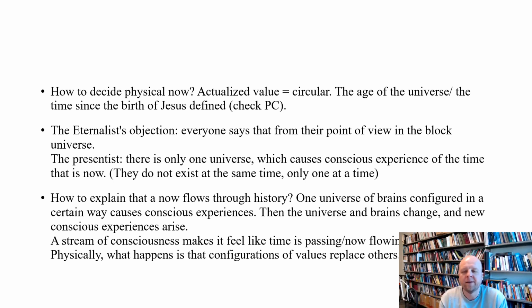But according to the presentists, we can say that the age of the universe, for instance, tells us what is now. It's not the same to say that the universe is 5 billion years old and 10 billion years old, because the universe is that at different places in the block universe, the eternalists would say. But the presentists would say there's one true answer about what is the age of the universe, because the age of the universe now is 13.8 billion years. And that's not very precise, but it's more precise if we want to know when is physical now, we can say it's the time since we defined the birth of Jesus.